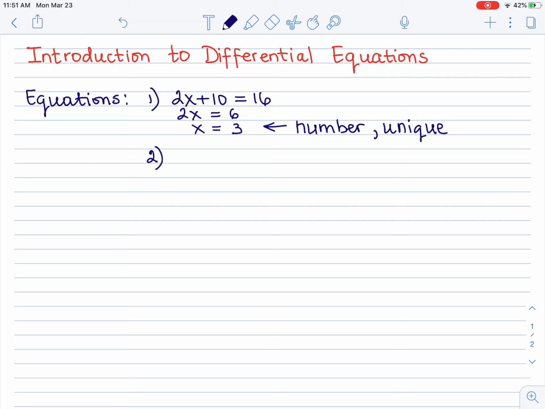Okay, so that's our first example. Let's take a look at the second example. Says something like this: x squared minus 1 is equal to 15. This is a nonlinear equation in one variable. Okay, we know how to solve this one. This is x squared is equal to 16, so x is equal to plus or minus 4. So in this case we have two distinct numbers that make this equation true. So in the first example we had one number that was unique. In the second example we have two numbers and they're different, but we still have a finite number of solutions.